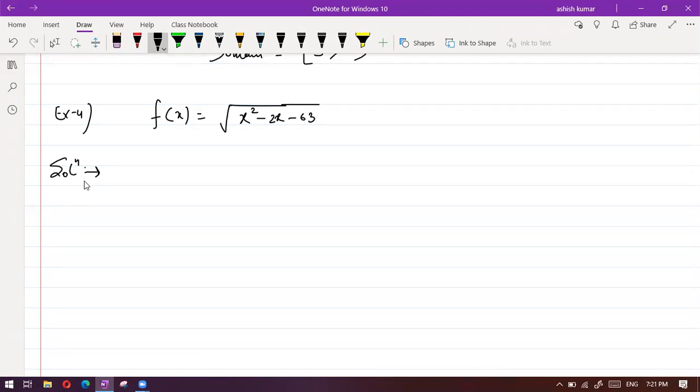x must be greater than or equal to 9 and less than or equal to -7. Okay, 7 and 9 are included or excluded? Included value. Okay. Ruchita, have you got it? I got only 9 and -7, sir. I don't know how to write. Okay, you don't know how to write it on the number line. We'll see how to deal with the inequation.